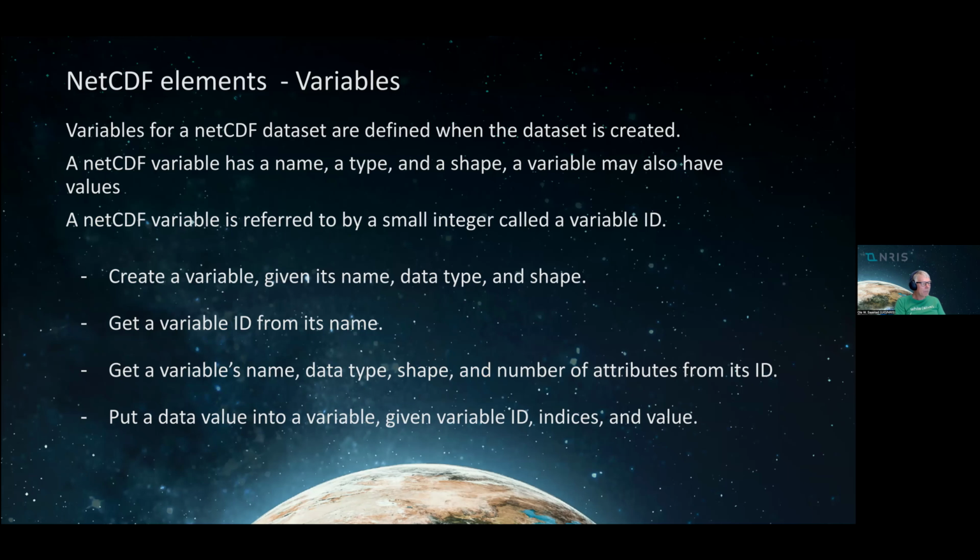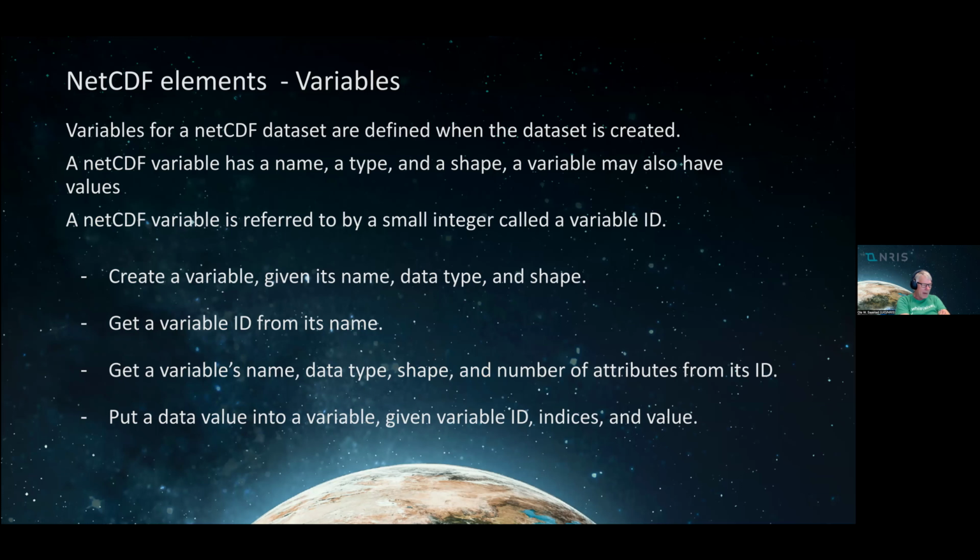Then there is a variable for a NetCDF dataset. It's defined when the dataset is created. A NetCDF variable has a name, type, and a shape. A variable may also have values. A NetCDF variable is referred to by a small integer called the variable ID. The workflow is to create a variable, give its name, data type, and shape. Shape is the actual rank. For an array, it's one-dimensional, in a matrix, it's two-dimensional, etc. It can have many dimensions.